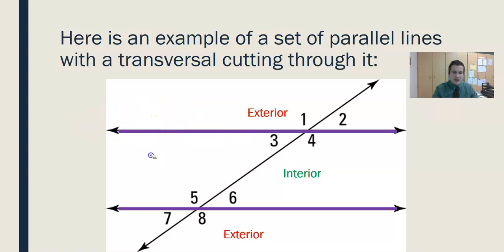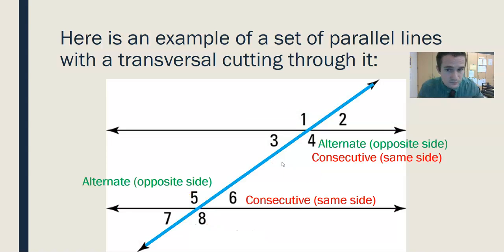So, for example, I have these purple parallel lines. Two angles that are on the exterior, say one up here and one down here, two angles that are on the exterior of these parallel lines, we're going to call exterior angles. Two angles that are, say, on the interior of these parallel lines, I'm going to call interior angles. Angles on the outside are exterior, angles on the inside are interior. That's what we're going to call them.